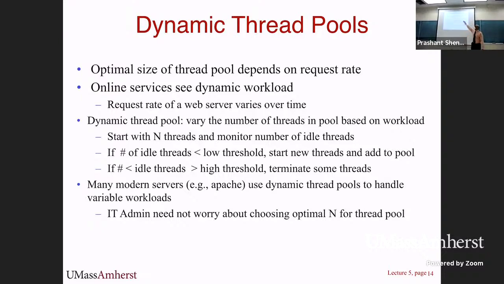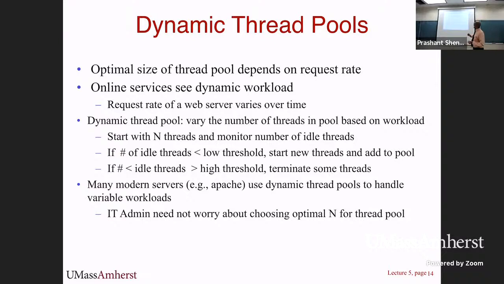Basically, you say, I can't figure out a priori what the optimal size is for my thread pool. The optimal size may change over time. There may be times when there is low load on the server and times when there's high load. When there's high load, you should have a larger thread pool. When there's low load, you should have a smaller thread pool. So even the right n is not going to be fixed over time. It will vary over time.